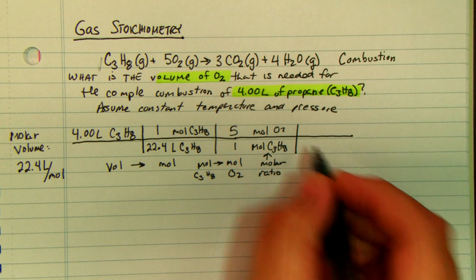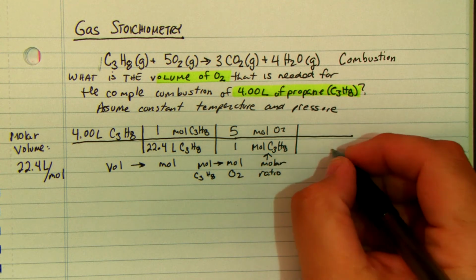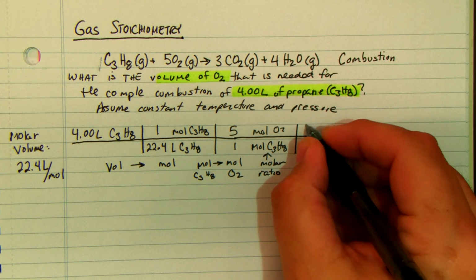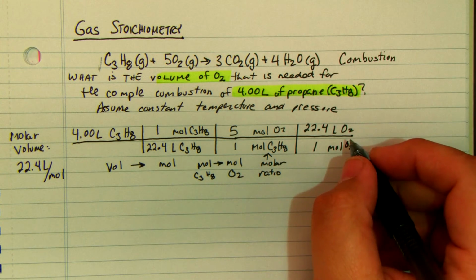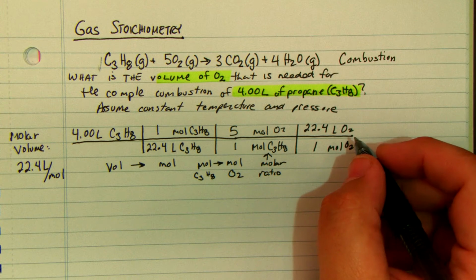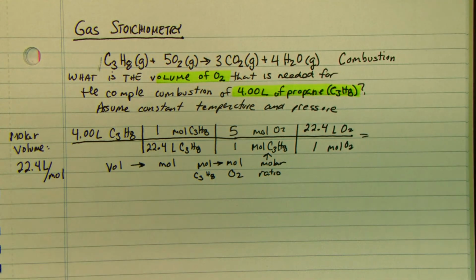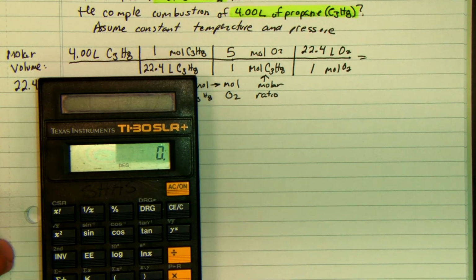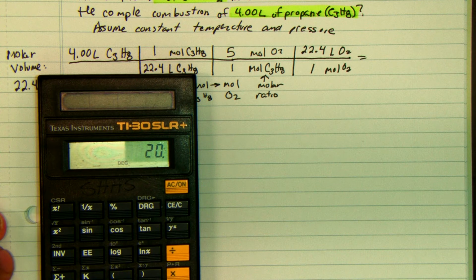And then, since we need volume, we have to get out of moles and back into volume. So we need moles of O2 to liters of O2, and that's going to be the 22.4 again. Because remember, 1 mole of any gas is always going to be 22.4 liters. So now, let's just do the multiplication. 4 divided by 22.4 times 5 times 22.4 is equal to 20. So we get 20.0 liters of oxygen.